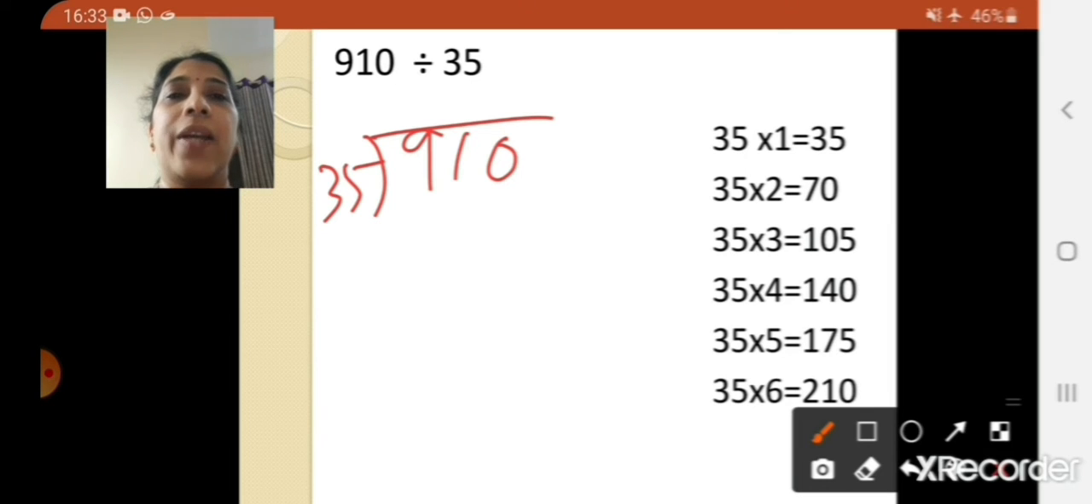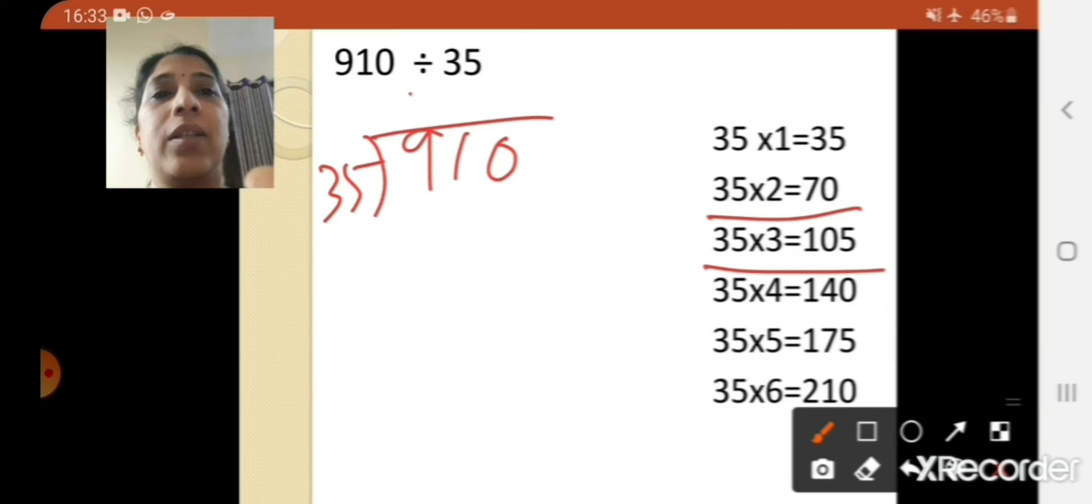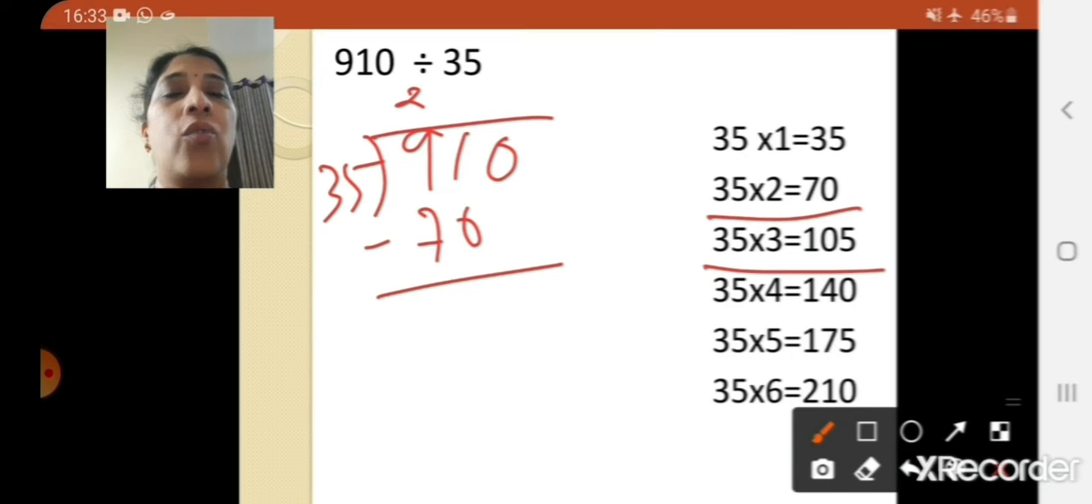Now 35 is a 2-digit number, 910 is a 3-digit number. So first we'll start with the 2-digit number, that is 91. Can you see 91 in 35's table anywhere? No, right? 35 threes are 105, you cannot take it. 35 twos are 70. So you will write 35 twos are 70, right? So 1 minus 0 is 1. 9 minus 7 is 2, right?